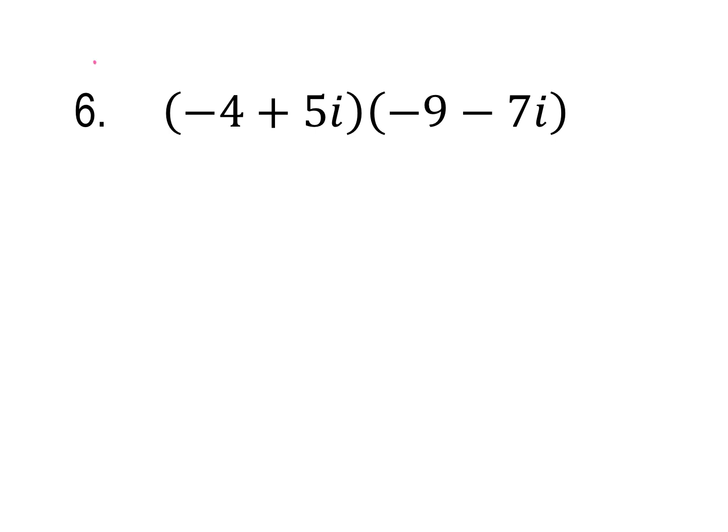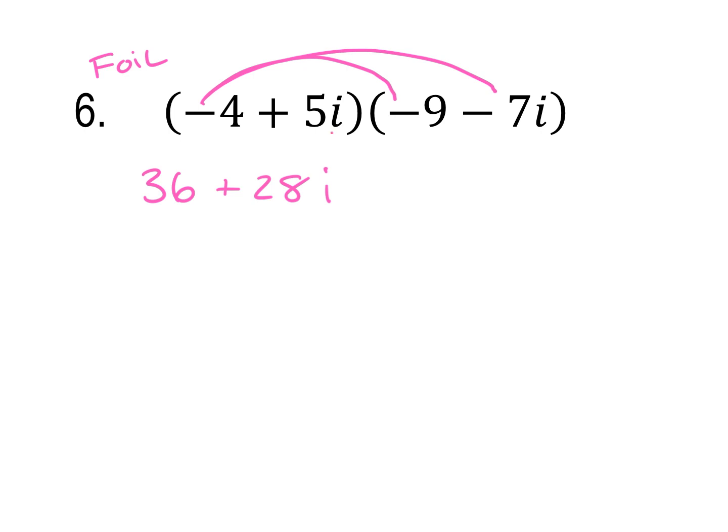What should we do first for number 6? FOIL. We are multiplying here, so you want to FOIL. So we start by multiplying the first. What's negative 4 times negative 9? Then negative 4 times negative 7i plus 28i. What is 5i times negative 9? Negative 45i. And 5i times negative 7i? Negative 35i squared. Be super, super careful with your signs when multiplying.